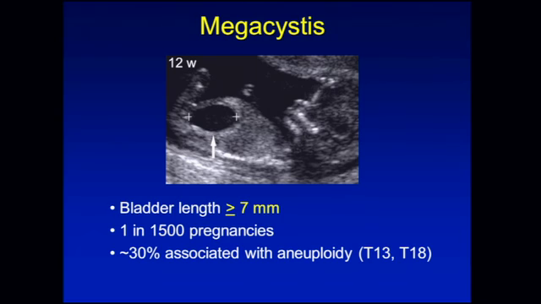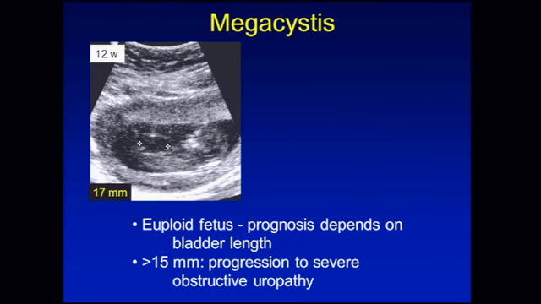Megacystis at 11 to 13 weeks is defined by a bladder length of 7 millimeters or more. The incidence is 1 in 1,500 pregnancies. In approximately 30% of cases, this condition is associated with aneuploidy, mainly trisomy 13 and 18. However, in the euploid fetus, the prognosis depends on the bladder length.